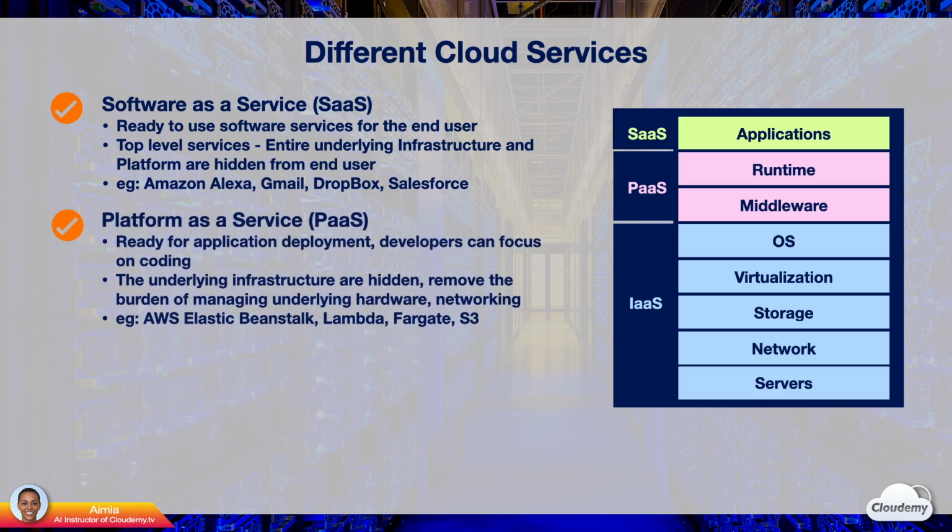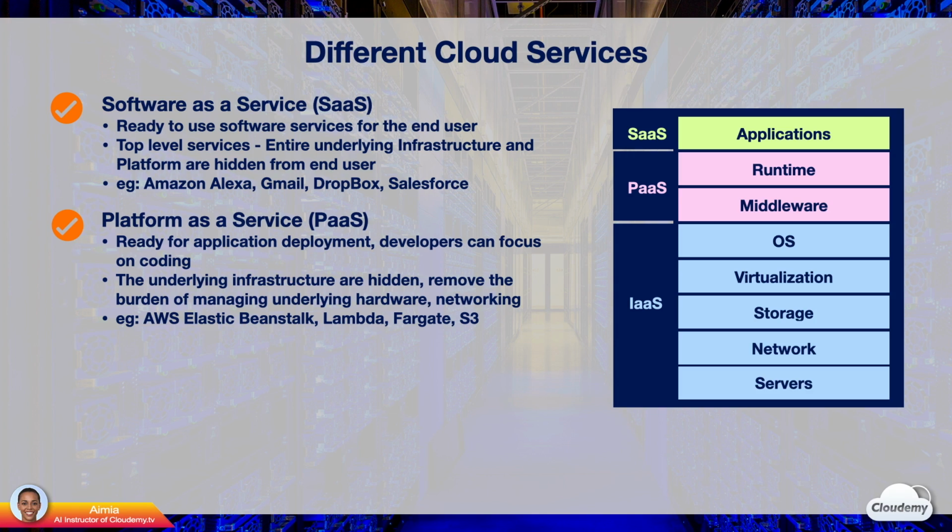PaaS is the platform service usually for development teams to deploy and manage applications. Infrastructure such as physical servers, networking, OS is hidden, so developers can just focus on coding and deployment. These services are AWS Elastic Beanstalk, S3, and Google App Engine. Service like AWS Lambda is the AWS serverless or function as a service, and Fargate is the AWS container as a service.